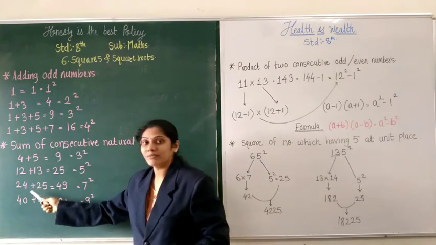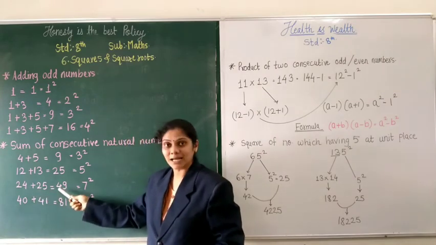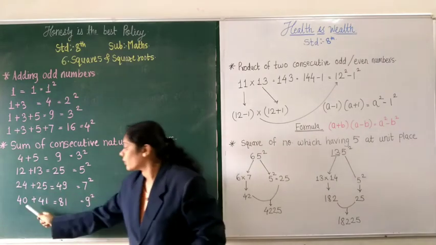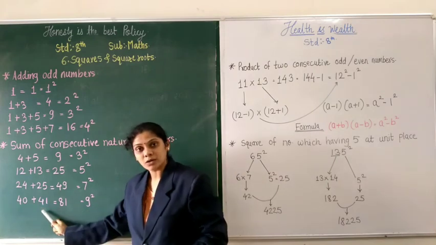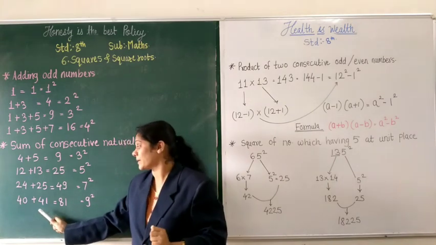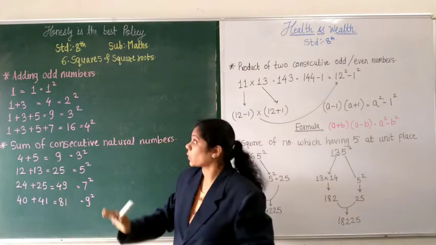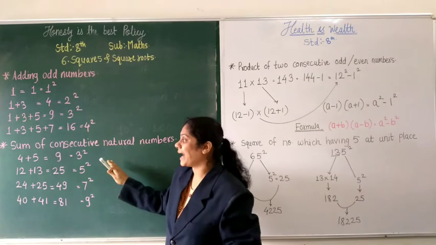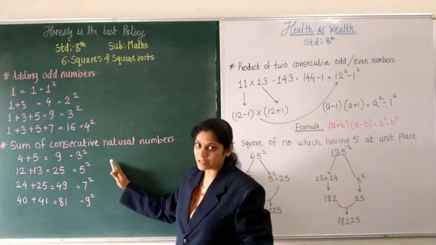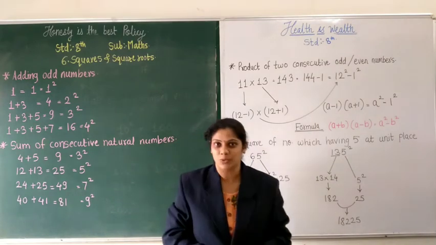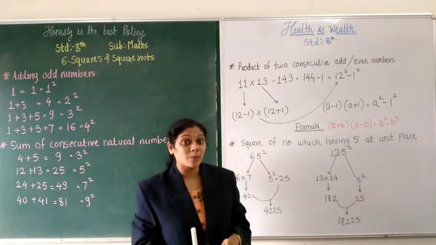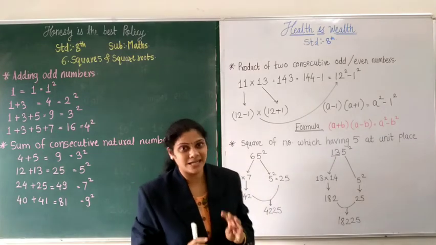24 plus 25, which is addition is 49 and which is the square of 7. 40 and 41 both are consecutive natural numbers and its addition is 81 and it is a square of 9. So by adding two consecutive natural numbers, we get the square numbers. Okay. And the next interesting pattern is very important.